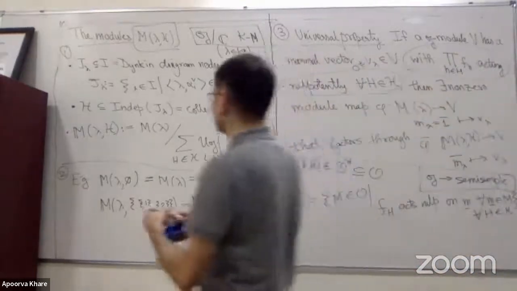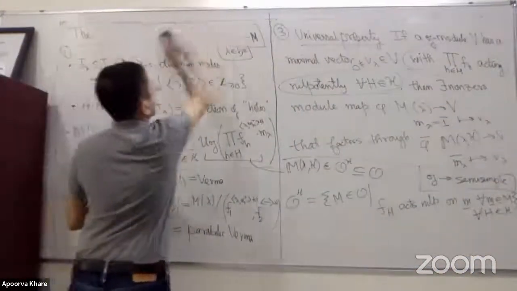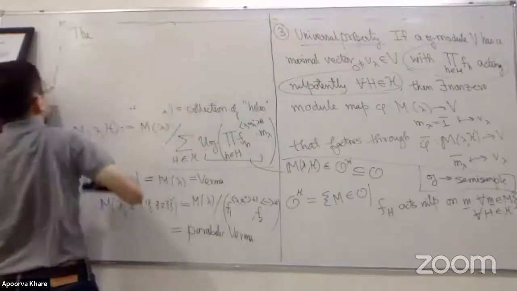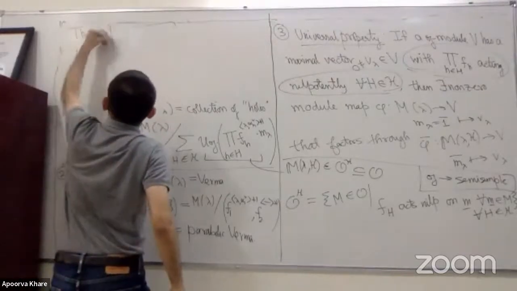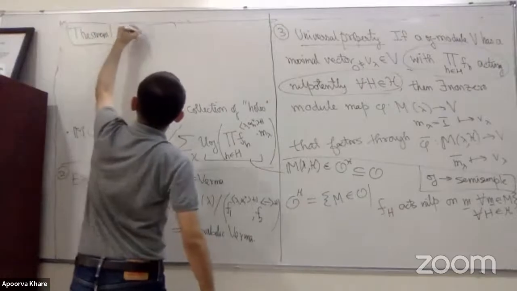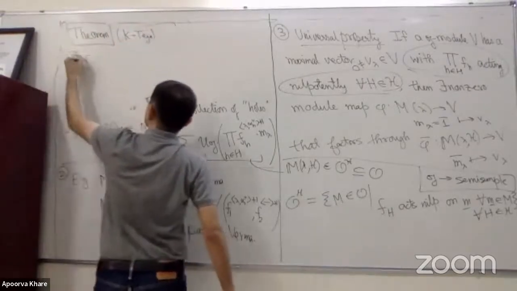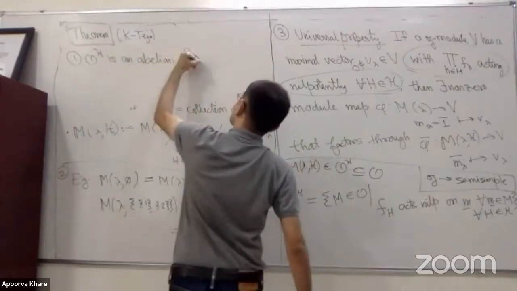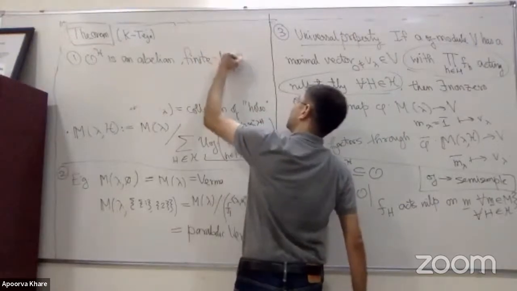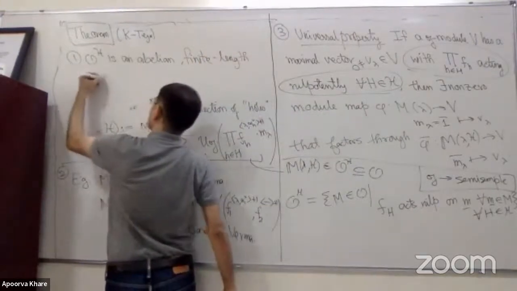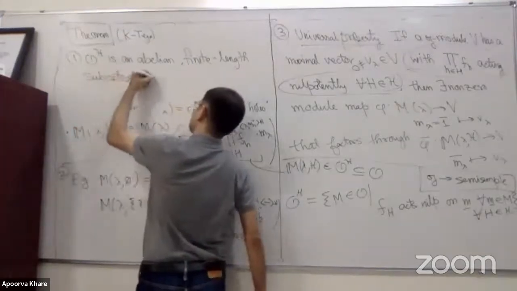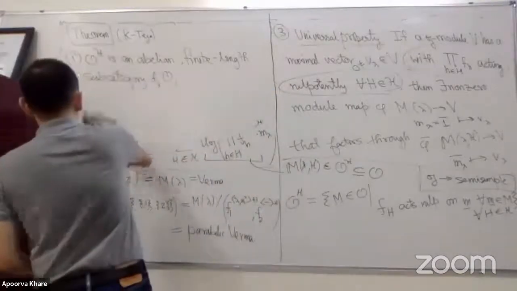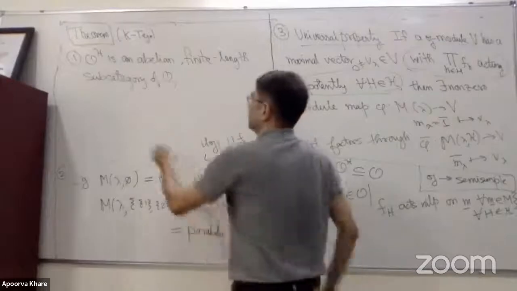Okay, that was category O, and then we wrote down this theorem. First of all, O^H is an abelian finite length subcategory of O with enough projectives and enough injectives. So every module is a quotient of a projective and a submodule of an injective.